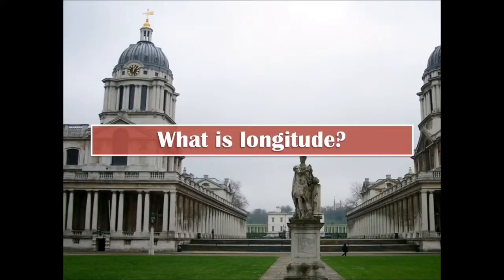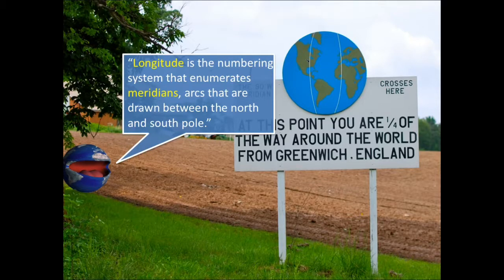So what is longitude? Longitude is the numbering system that enumerates meridians, arcs that are drawn between the North Pole and the South Pole. So these right here are your longitude lines. And when I try to help kids remember longitude, I ask them to put their arms up in the air and say longitude, and have your hands facing each other up in the air and say longitude. It helps you remember that longitude is long lines straight up and down.